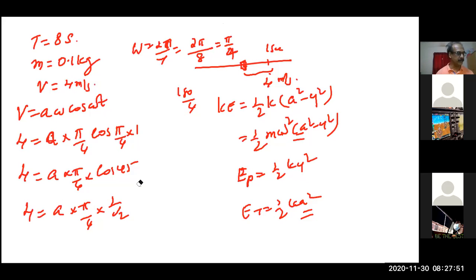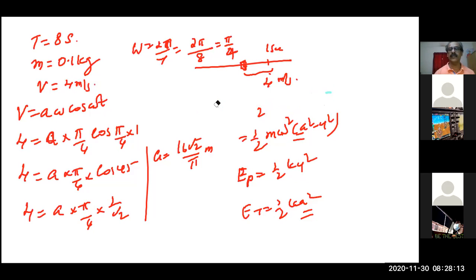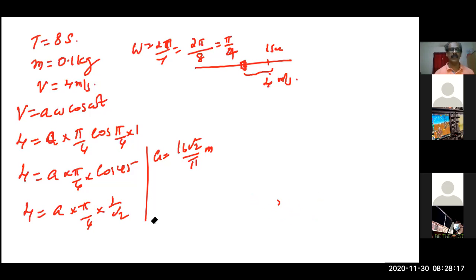Copy up to here. Amplitude you can find out from here. 7.2, sir. How much? A we can get 16 root 2 divided by pi. Keep it in pi. Yes, sir. 16 root 2 by pi. This is A, that is the amplitude.